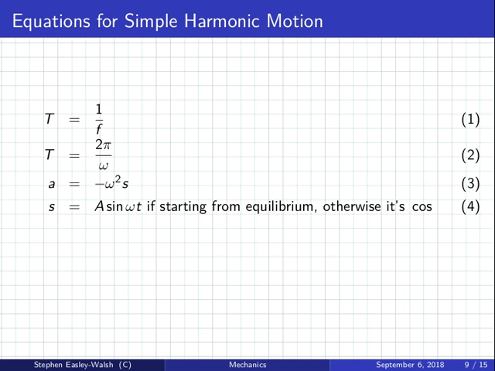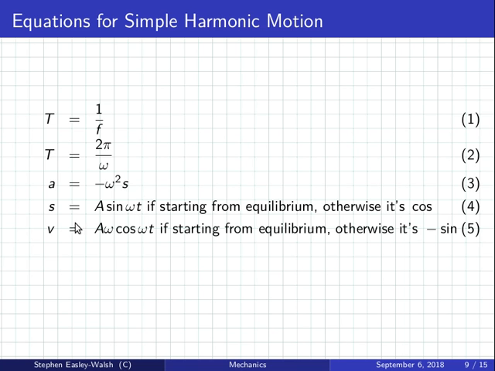Continue. Next one. The next one is for velocity, and it's A omega cos omega t, if it starts from equilibrium, otherwise it is minus sine.